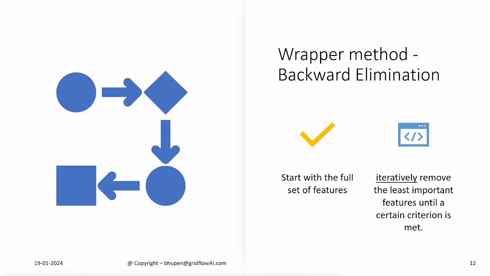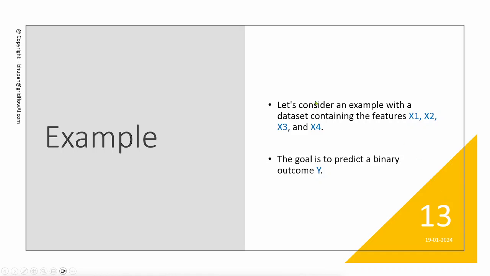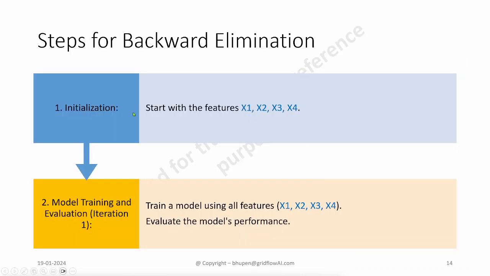Now, just the opposite of forward selection, we have backward selection here. We're going to start with all the features, and then iteratively we will remove the least important features from the set. For example, let's say we have x1, x2, x3, x4. These are the columns, and the outcome column is y. So we're going to initialize here with all the features, then train the model with all the features.